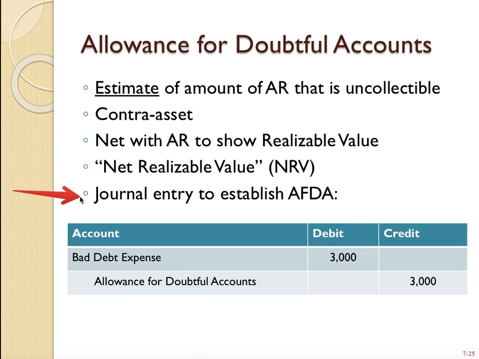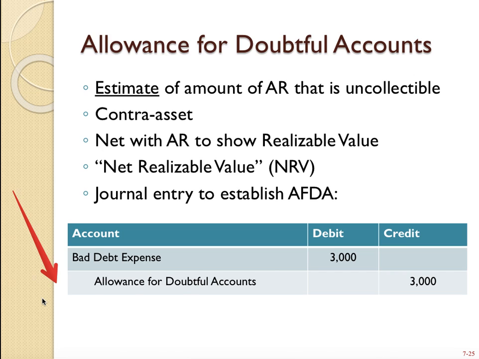So the journal entry to establish this allowance for doubtful accounts, to actually get it into our accounting system, is we debit bad debt expense for the $3,000. Again, that's our estimated cost of that risk that we sold to some customers who won't be able to pay us. And then we credit the allowance for doubtful accounts for $3,000. And again, this allowance for doubtful accounts is a contra asset. So we know that assets are normally debited, so your allowance for doubtful accounts as a contra asset has to be the opposite. It needs to be a credit.